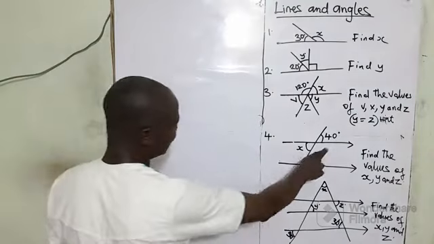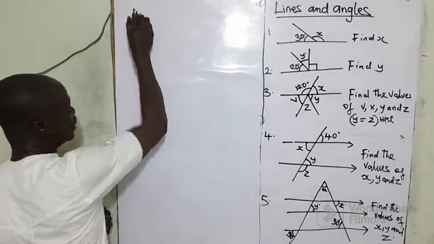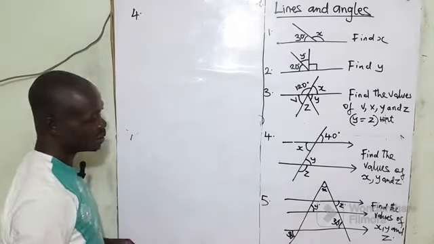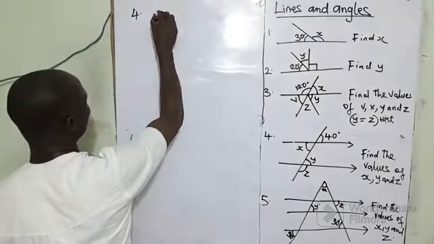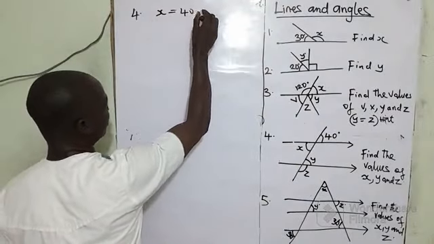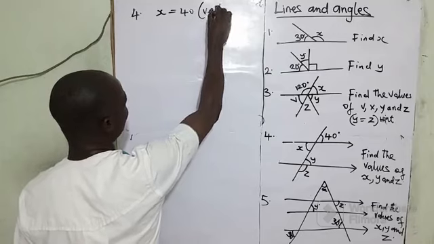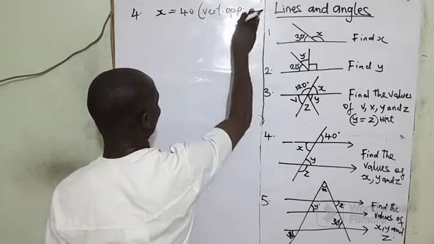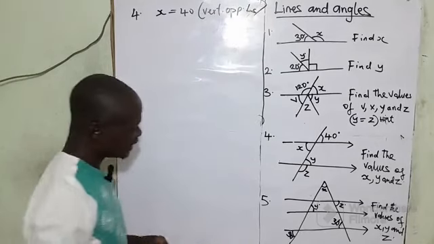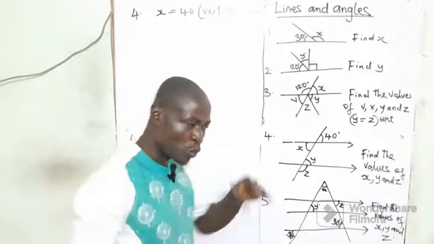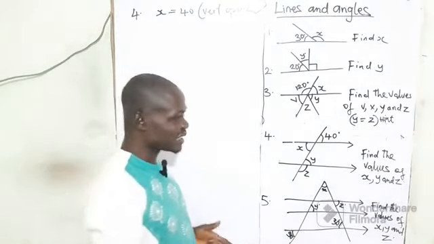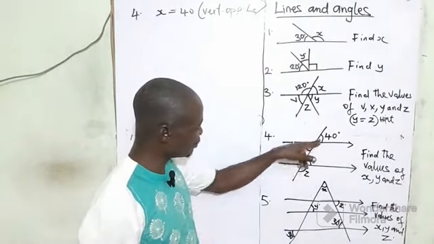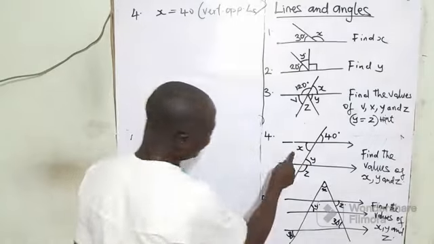Looking at this, we can see in number 4 that x is vertically opposite to 40 degrees. So we are going to write that x is equal to 40, because they are vertically opposite angles. It's very simple. Once you understand the rules, once you understand the basics, then every other thing is simple. So x is 40 because it is vertically opposite. Then how can we now solve y?